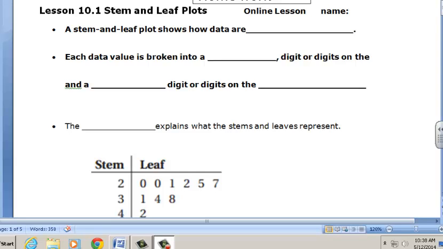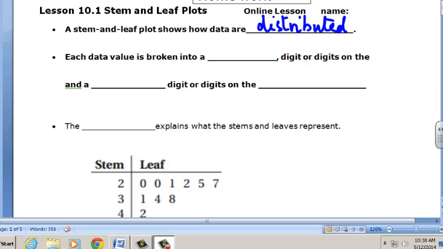This is lesson 10.1, chapter 10. The first lesson is the stem and leaf plots. Stem and leaf plots are just another way of organizing data. So let's go ahead and see what this is about. It shows how the data are distributed.